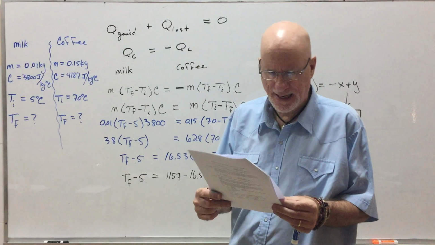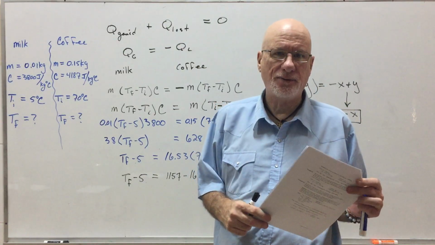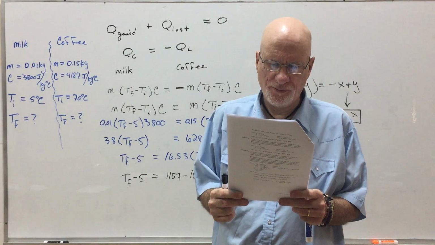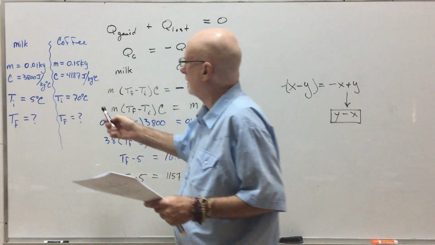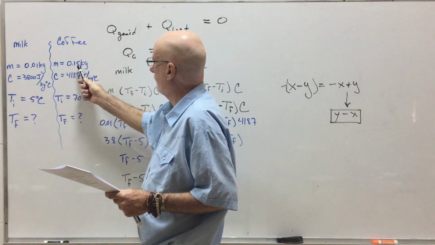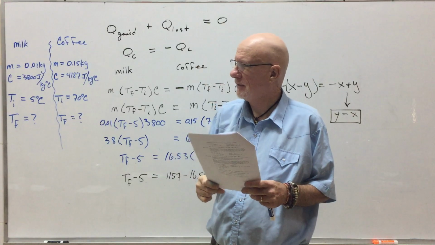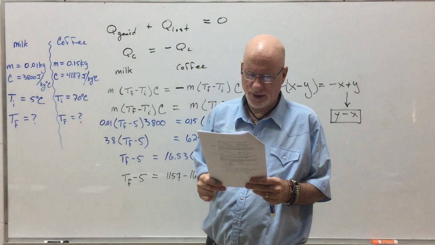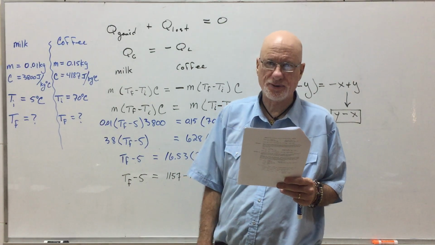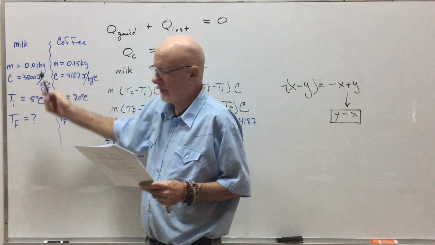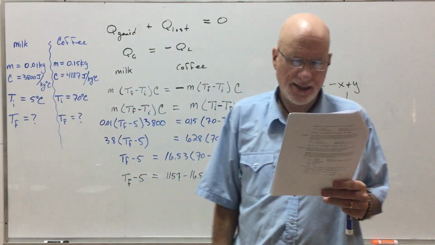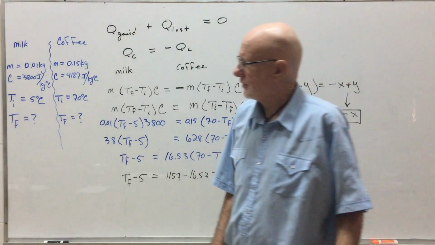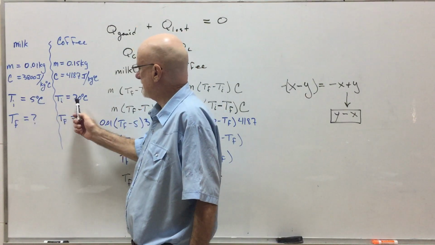We're doing exercise 10. Phoebe's insulated foam cup is filled with 0.15 kilograms of coffee. So here's the coffee, 0.15 kilograms. That's the mass of the coffee. And then it's too hot to drink, so she adds 0.01 kilograms of milk. 0.01 kilograms of milk. And the milk is at 5 degrees Celsius, and the coffee is at 70 degrees Celsius.